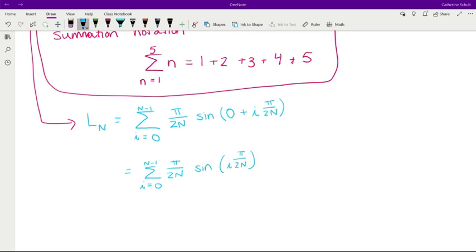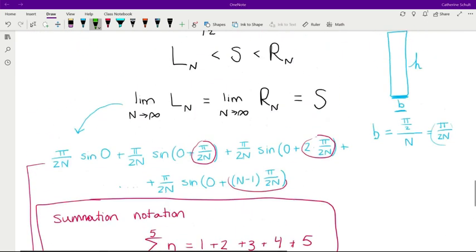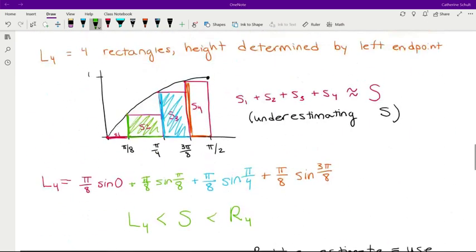Okay, good. So that's Ln. And then Rn is something very similar, except we're using the right endpoint. And so how that's going to change everything, I'll just go back up to our simple example.